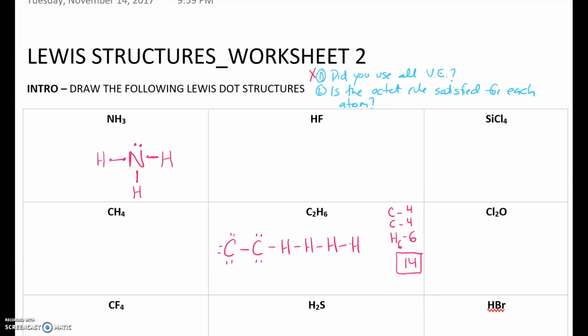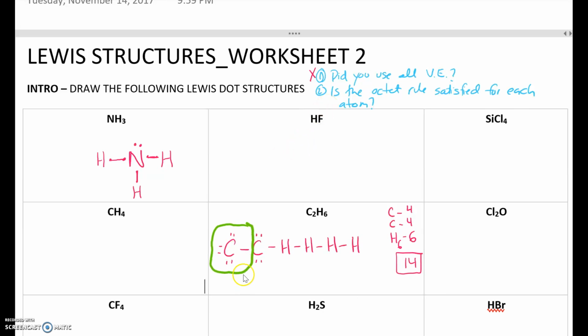Okay? But just for good measure, let's also check this number 2 just so you can see how this works. So is the octet rule satisfied for each atom? So we'll look at each of these. Let's start with each atom going left to right and see if they have the right number of valence electrons. So carbon should have 8 surrounding it. And let's see, it's got 2, 4, 6, 8. Okay, good.